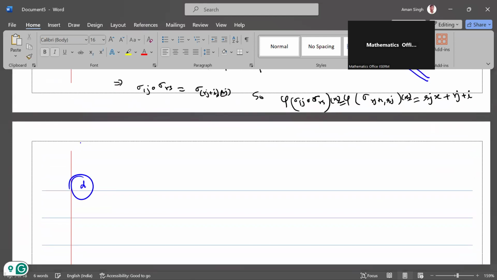Part D. G is isomorphic to A1(F_p), right? Which is the collection of this kind of maps. I'm just writing ux plus v, where u belongs to F_p star and v belongs to F_p.